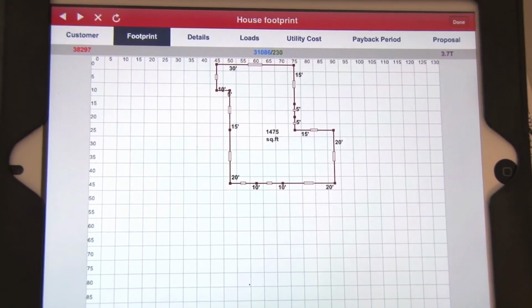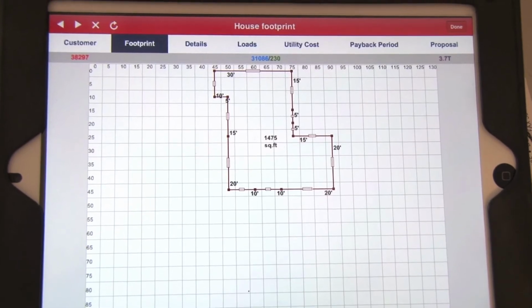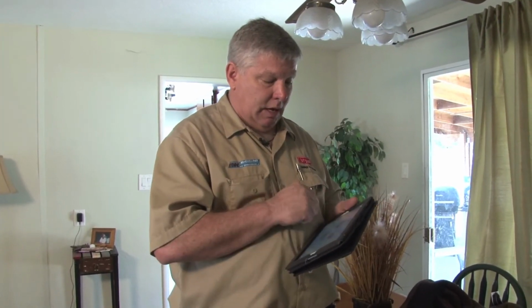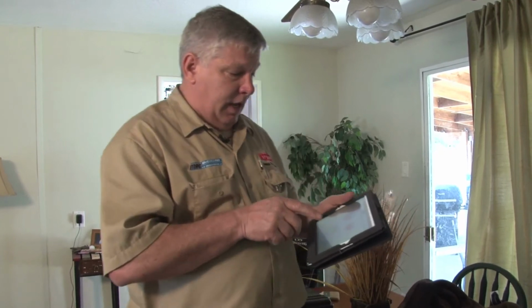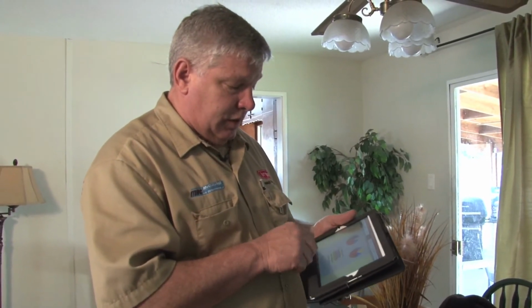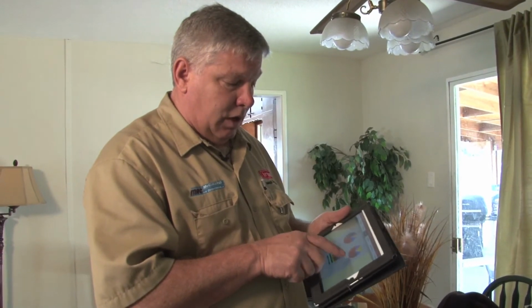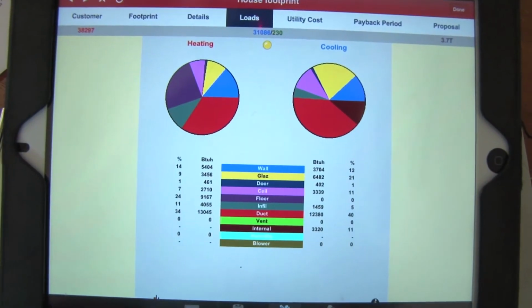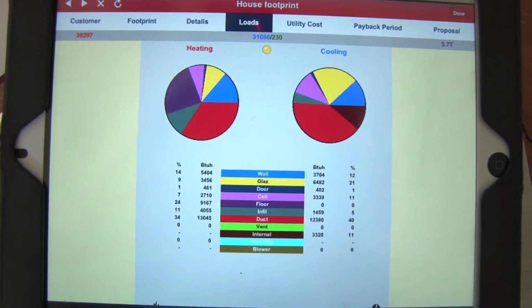Now we're going to look at what the real benefit of this program is, and that is the load on the house. That's going to tell us the actual size of the air conditioning unit that we're going to need. So now we're going to see what the load calc on the house is. And again, it shows us right here, we have 3.7 tons. It shows us how much energy loss we have just through the duct system alone. That's the single largest amount of energy loss in this home.